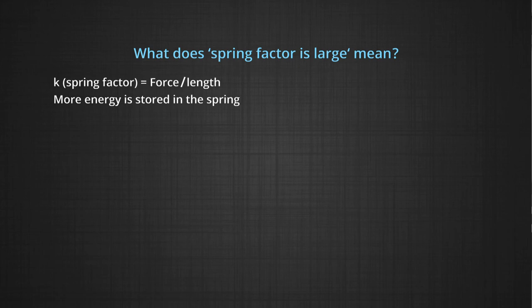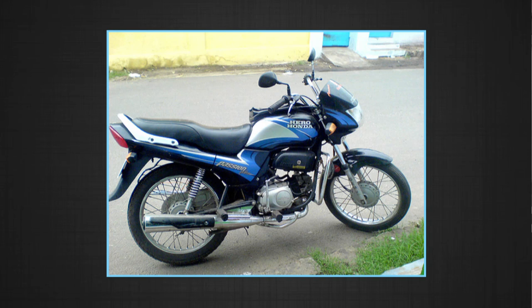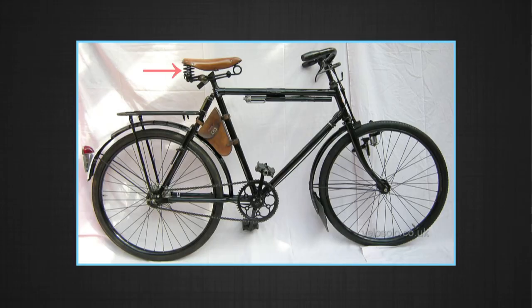Now, the spring factor K is very large for a particular spring and less for another. What is meant by that? It means that for the stiffer spring the force per unit length is larger, that means you need a larger force to extend it by a unit length, and that becomes a stiffer spring. The springs used in motorcycles are stronger as compared to the springs used in cycles. You might have noticed under the cycle seat, you have a spring which compresses and elongates as the person goes on the road.